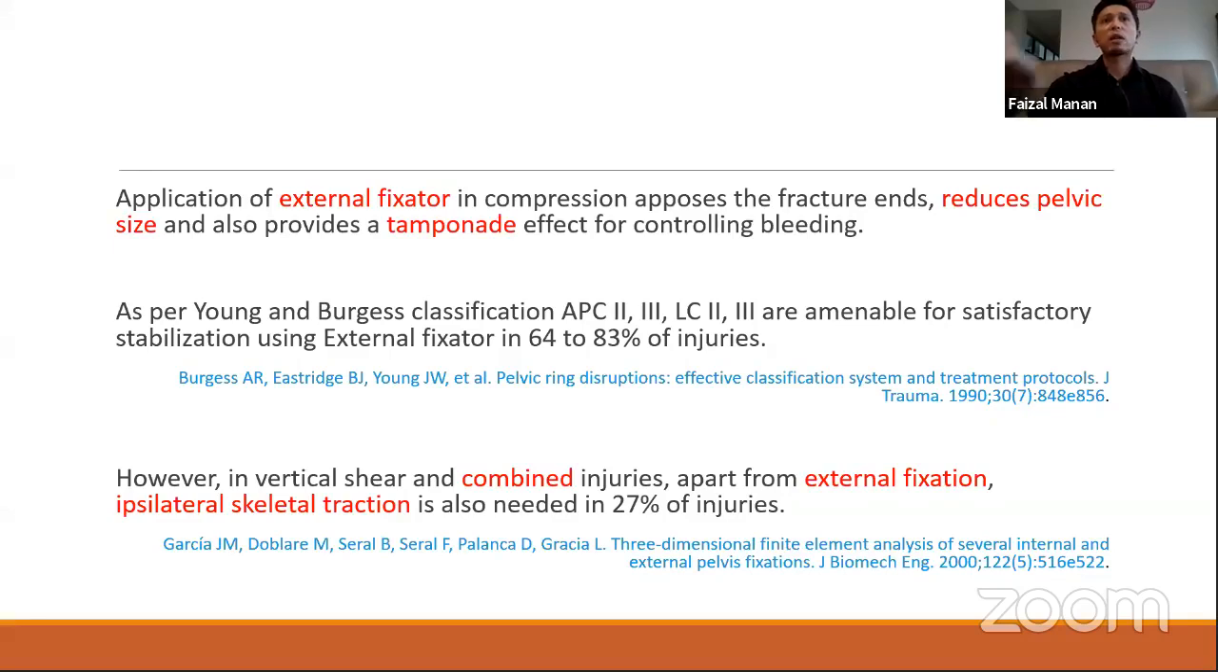So the main concept of applying the external fixator, just like a pelvic binder, is to create a tamponade effect. As per the Young and Burgess classification, APC 2, 3 and lateral compression 2, 3 are amenable to satisfactory stabilization using an external fixator in 64 to 83% of injuries.